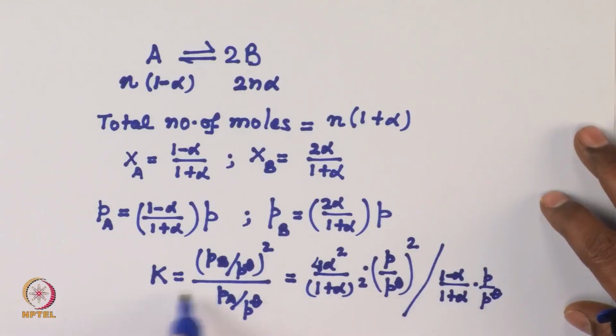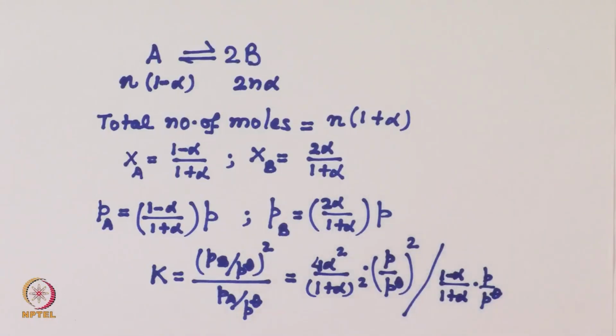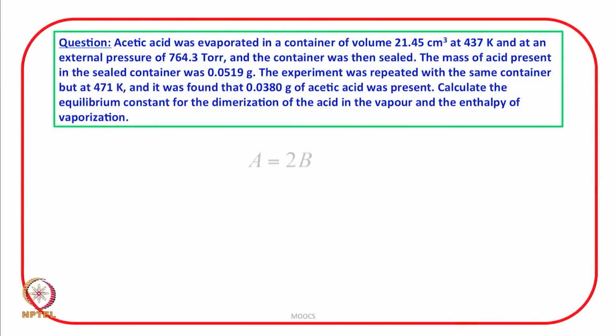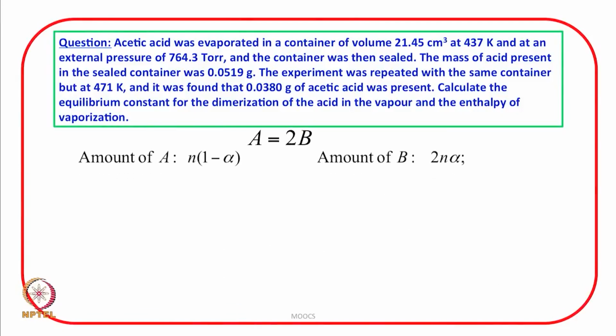Once you rearrange or once you cancel out the common factors, we can go to the slide. For A going to 2B, as I just discussed, after this discussion K will come out to be 4 alpha square into P by P naught over 1 minus alpha square. And once I know the value of alpha, then I can easily get the equilibrium constant.